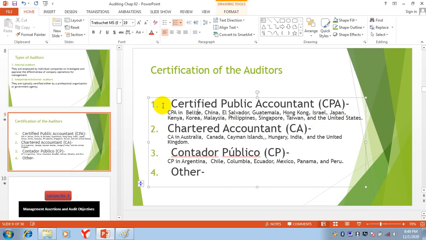So these certified public accountants in these countries are certified as certified public accountants. Chartered accountant, CA, in Australia. These countries have their own bodies. Chartered accountants are in Australia, Canada, Solomon Islands, Hungary, India, and the United Kingdom.